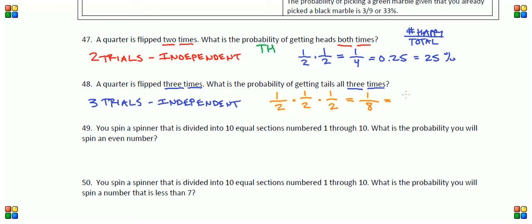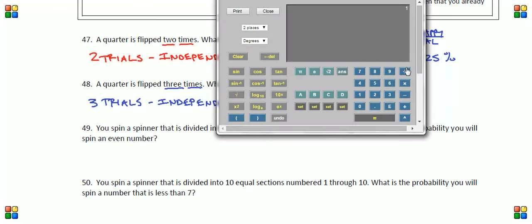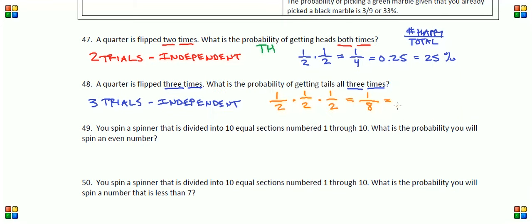Put that in your calculator. I don't want to make a mistake on this, so I'll do this. It is 1 divided by 8 is equal to, error, that's not very good. Let's try again. 1 divided by 8 equals 0.13. You know what? That's not enough decimal places. Let's bring that out to 4 decimal places. 1 divided by 8 equals 0.125.